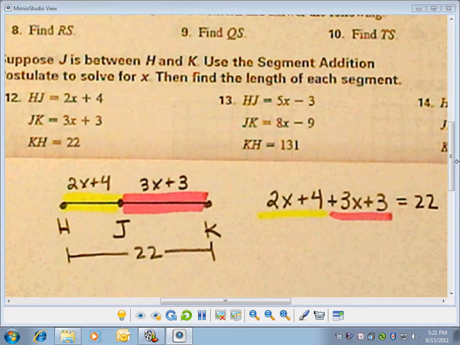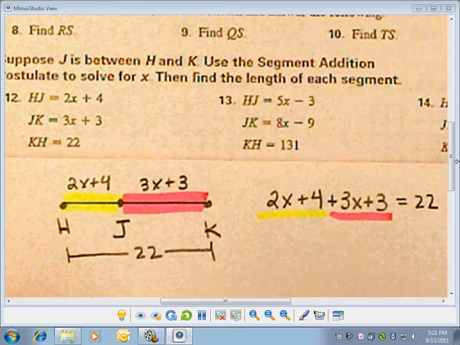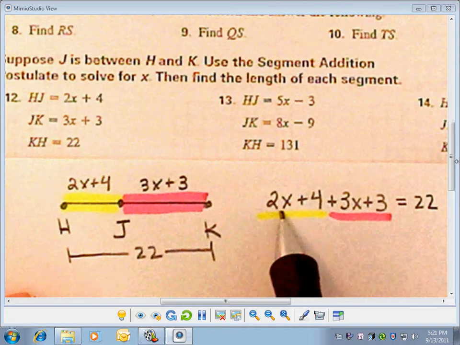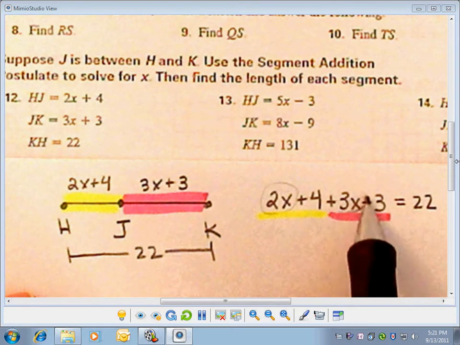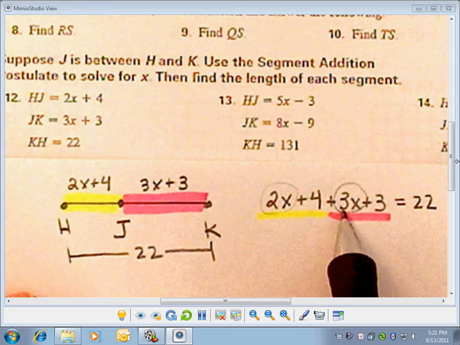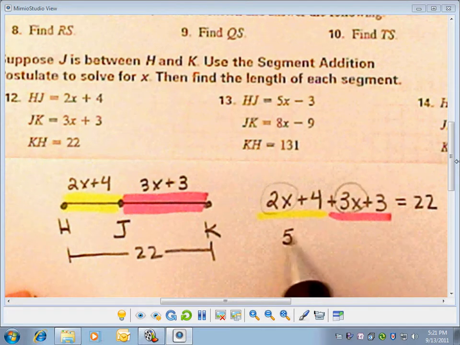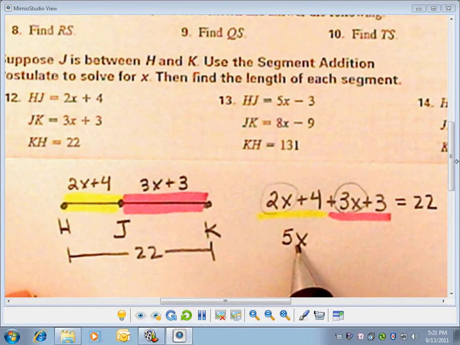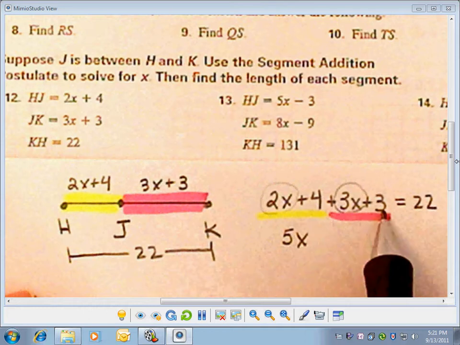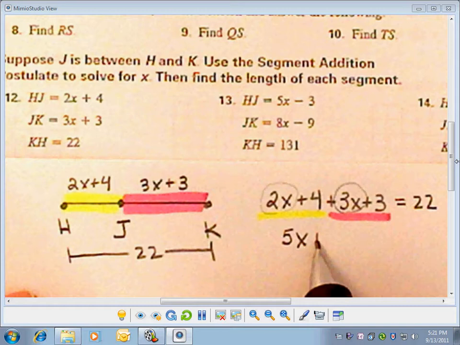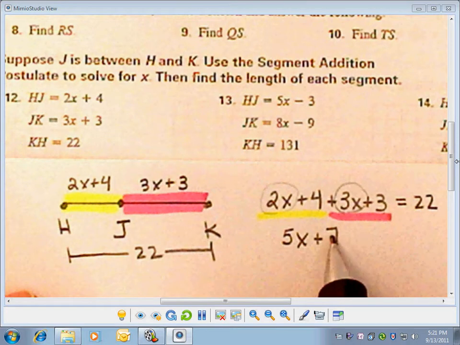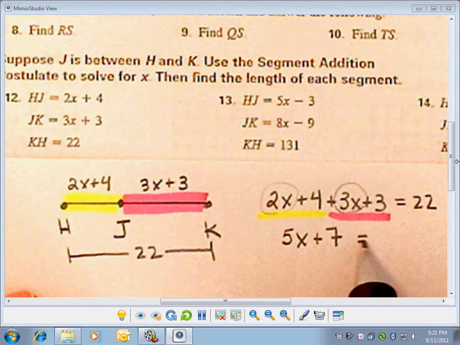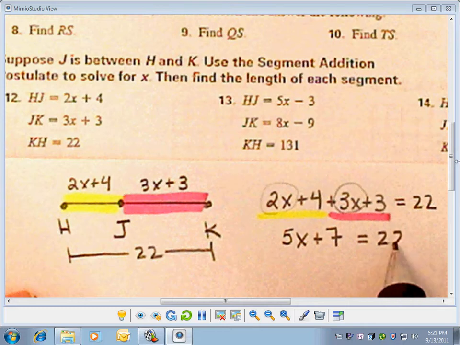So now we have to add like terms. Well, 2x and 3x are like terms. So that's 5x. 4 and 3 are both just numbers. So I can add them. That's 7. And that equals 22.